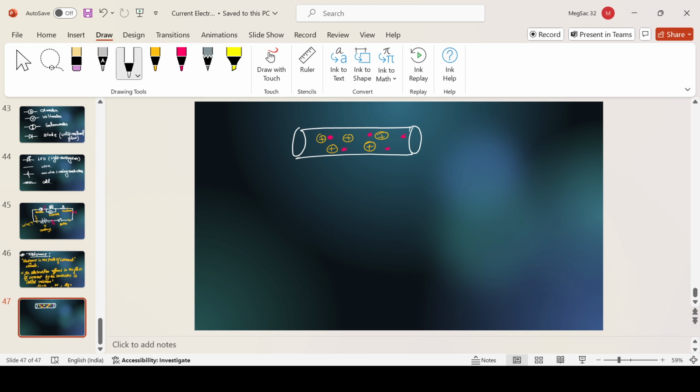See, if the positive charge is moving from positive to negative only, or we can say when no potential difference is provided, that means no battery is connected, then what will happen? These electrons will move in random directions. It will move randomly. Okay.